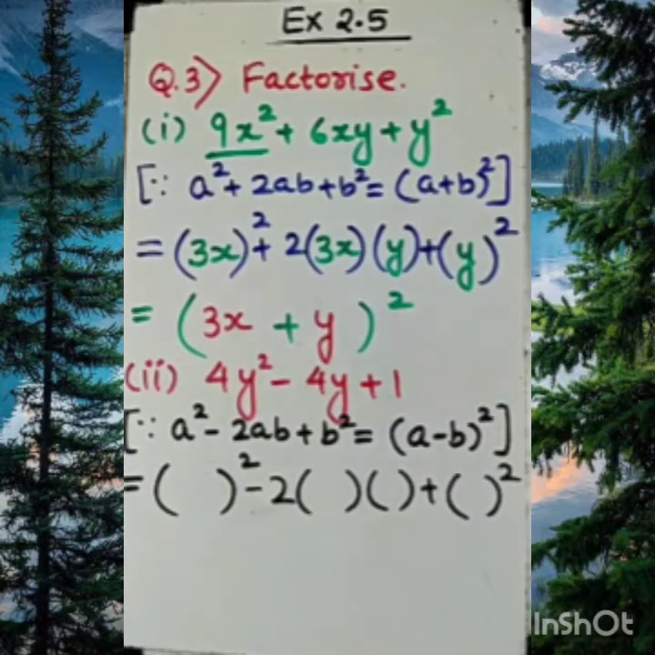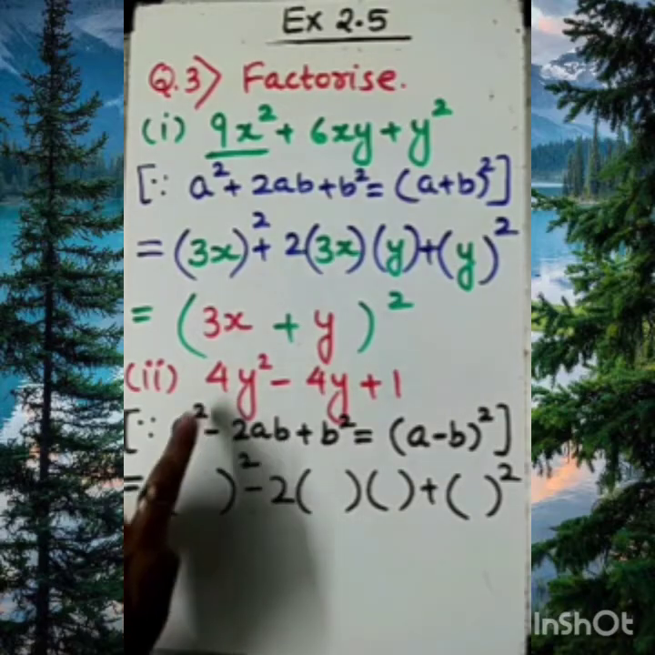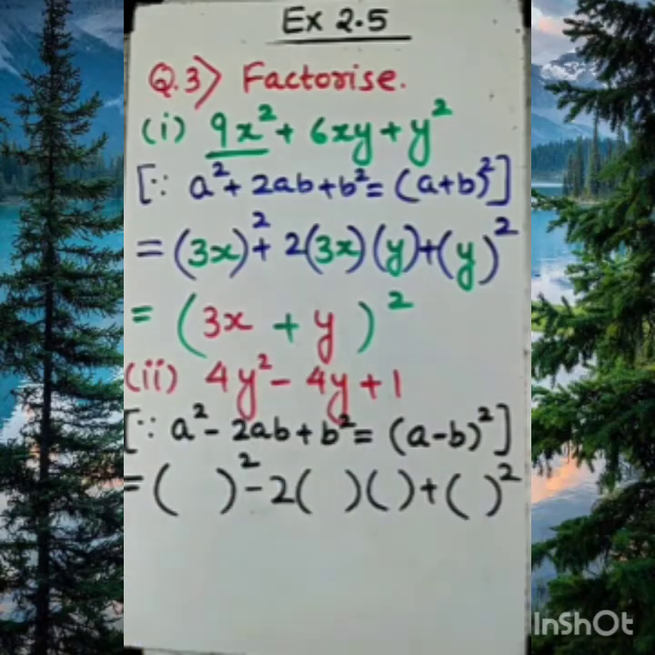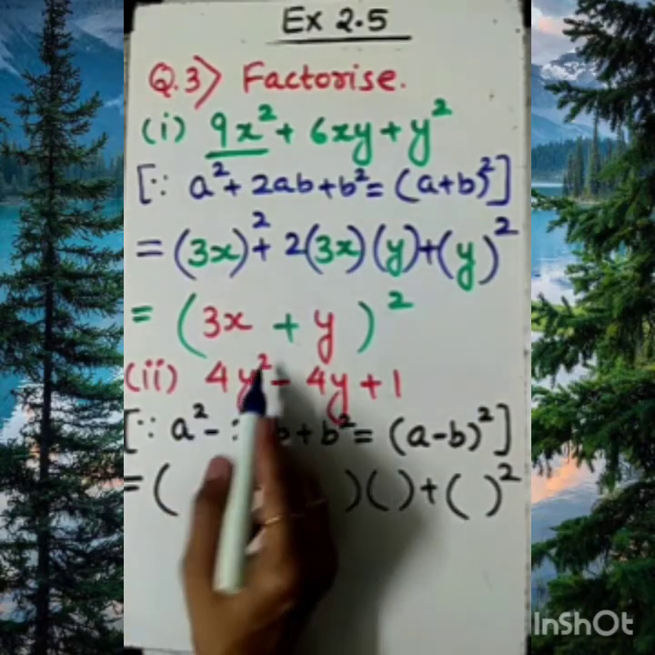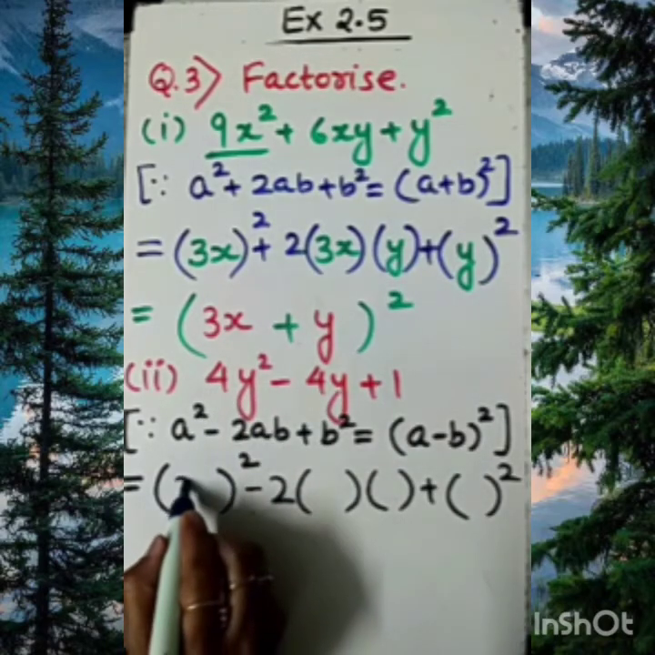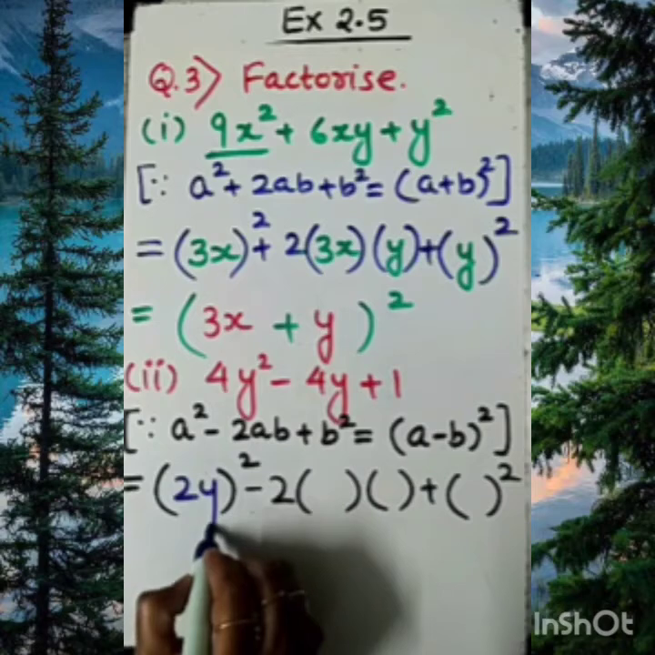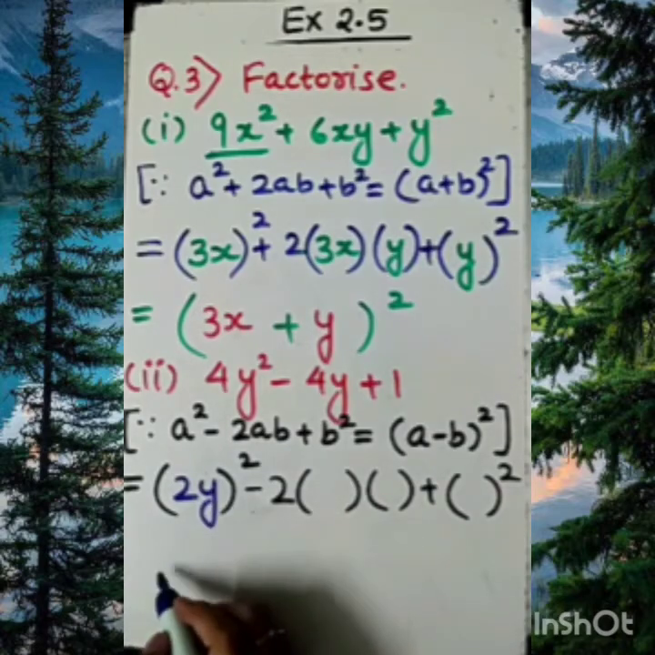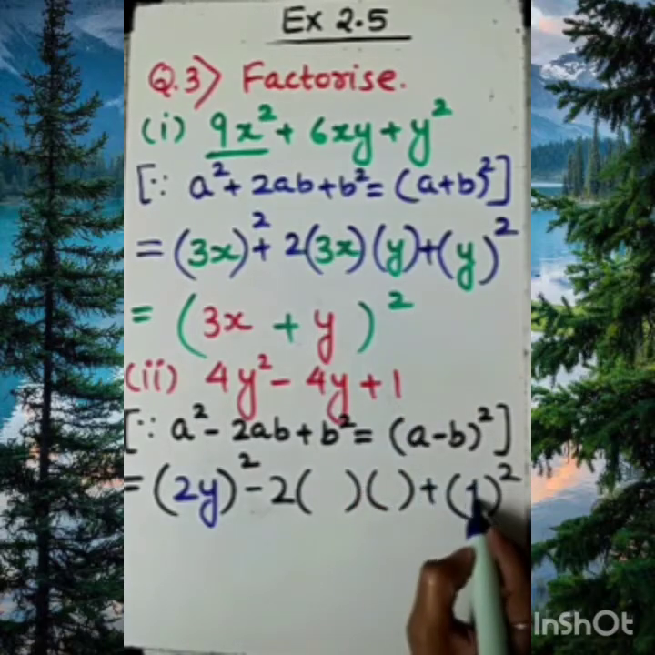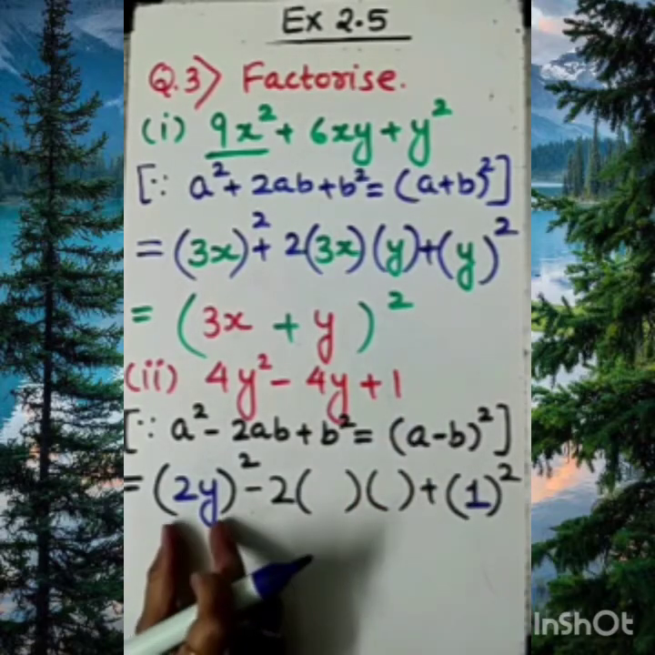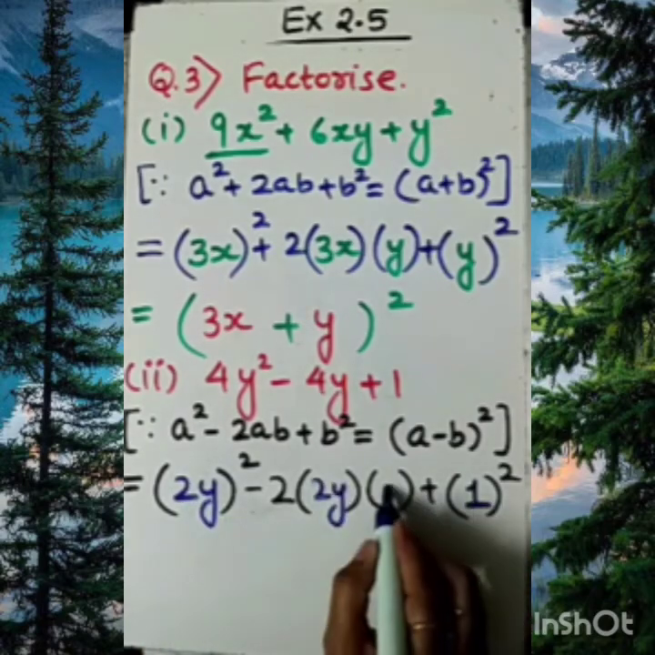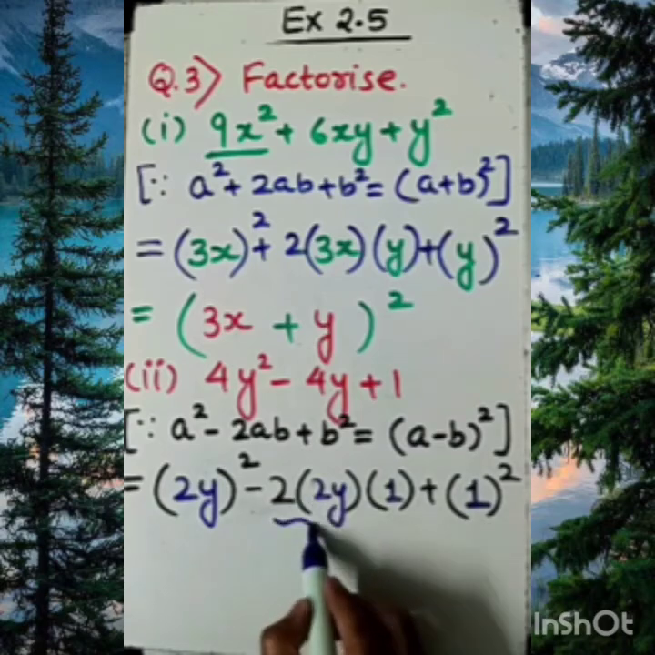Now let's compare. Just observe here, what is a? a means first term. The first term we are given is 4y square. And recall that 4y square is a square of which? 4 is a square of 2, y square is a square of y, so I need to mention 2y. What about this 1? The last term is 1. So 1 square is of course 1. And according to this, this is a, this is b. So I need to write a here and b here. Automatically the middle term will be set.